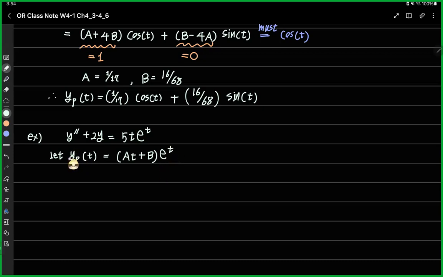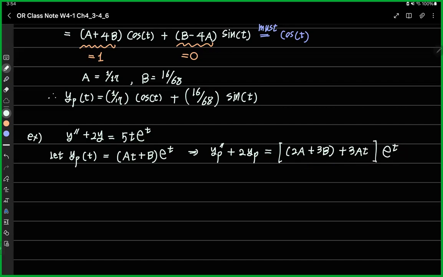Even if we take the derivative of yp twice, we still get e to the t. So I think it will work. Let's figure it out. Then what is yp double prime plus 2yp prime? It's going to be 2a plus 3b, and then plus 3at, times e to the t.